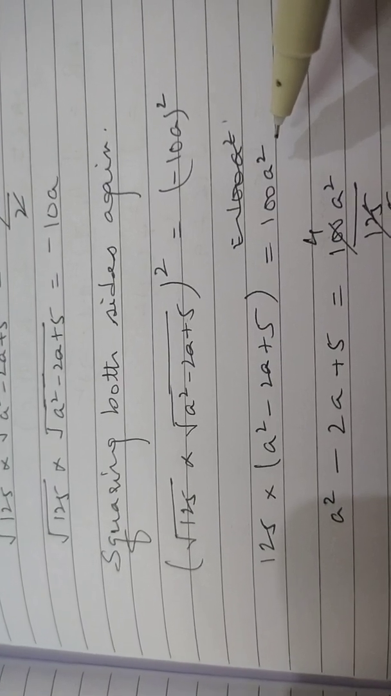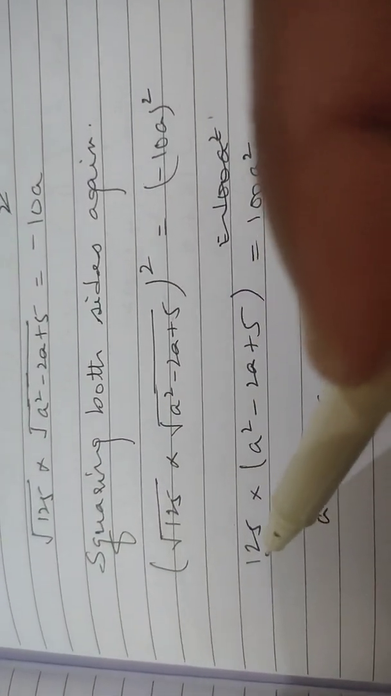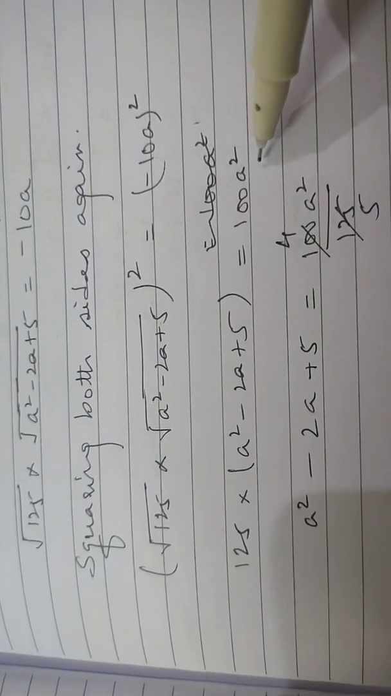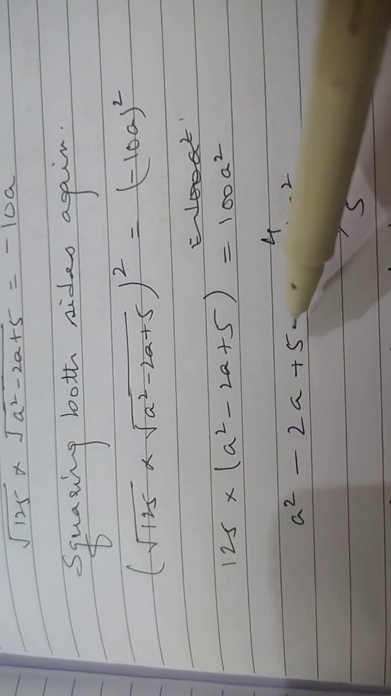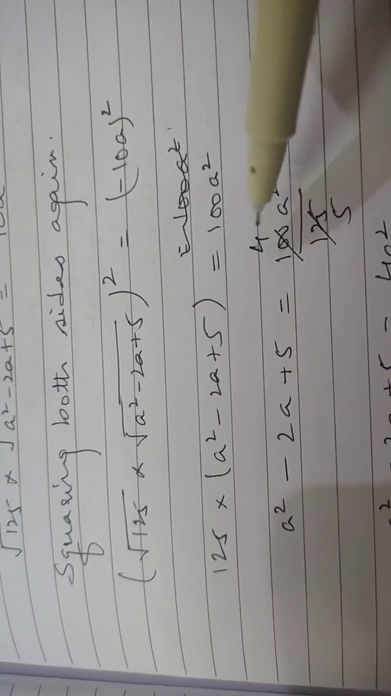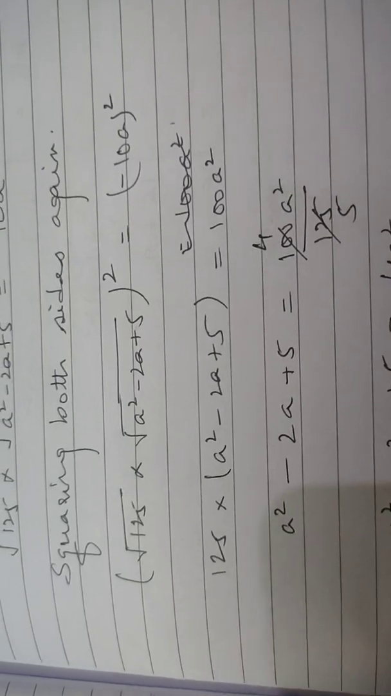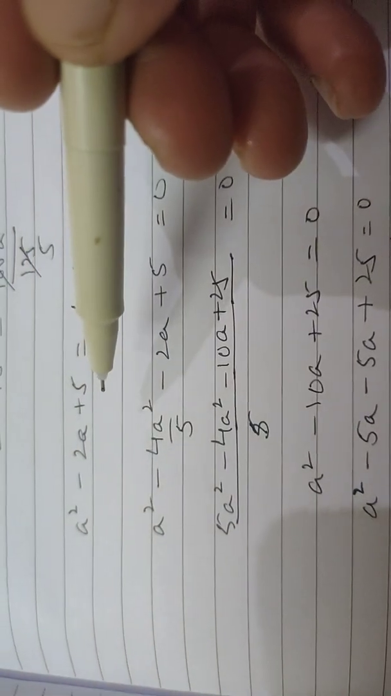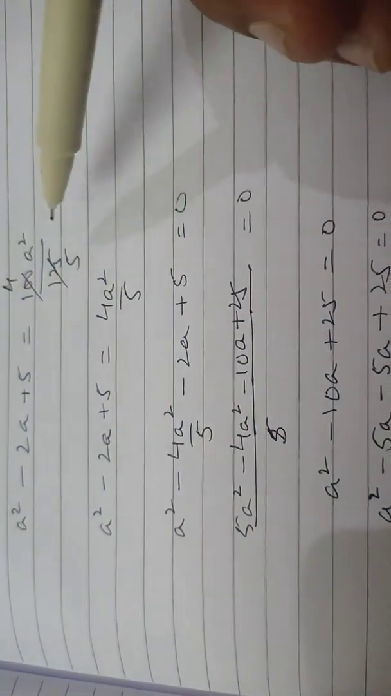Now because this 125 is connected with a square minus 2a plus 5, I'm going to bring it to the other side of the equation in the denominator. So now the equation will become a square minus 2a plus 5 equal to 100 into a square upon 125. So 100 can be cancelled by 25, 4 times, and 125 can also be cancelled by 25, 5 times. Then the equation can be written as a square minus 2a plus 5 is equal to 4 upon 5 a square.